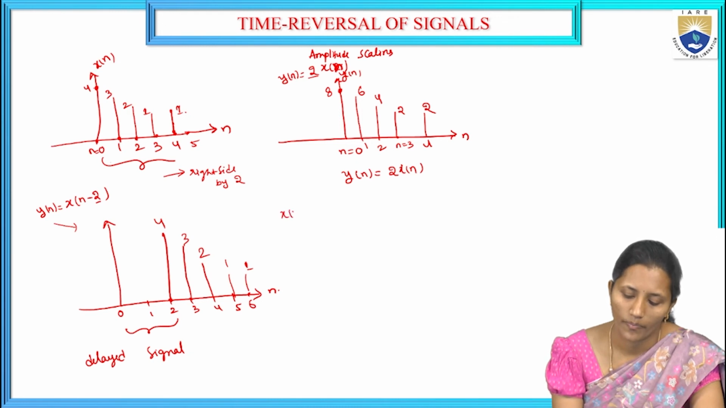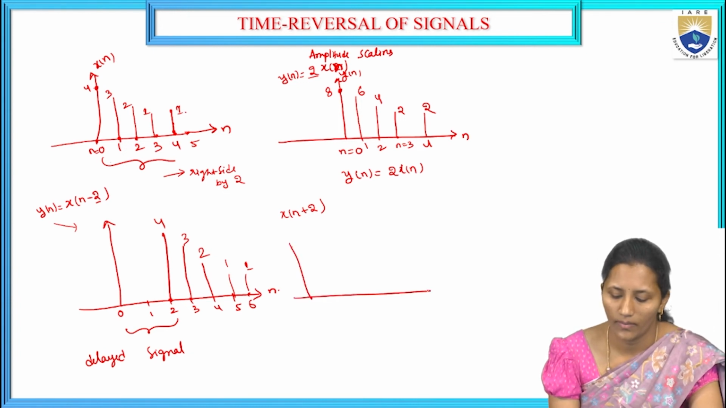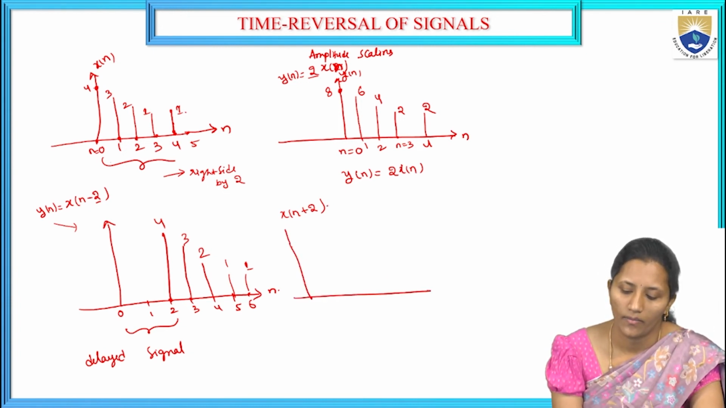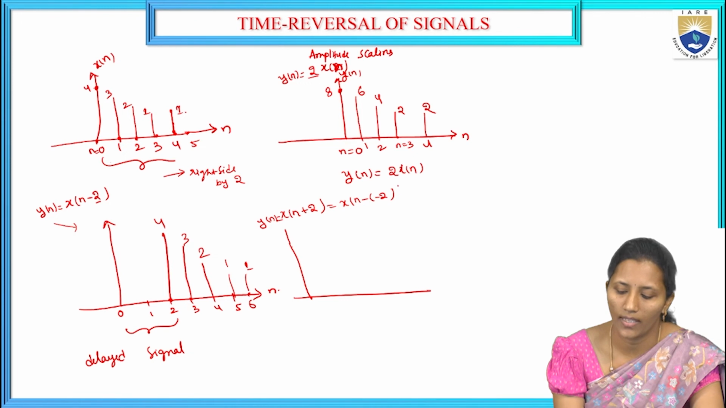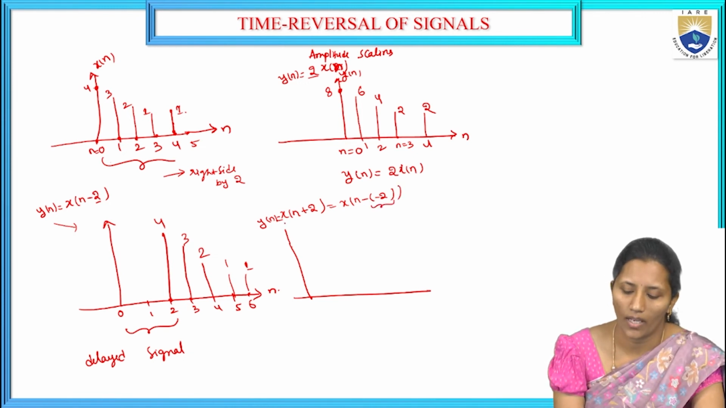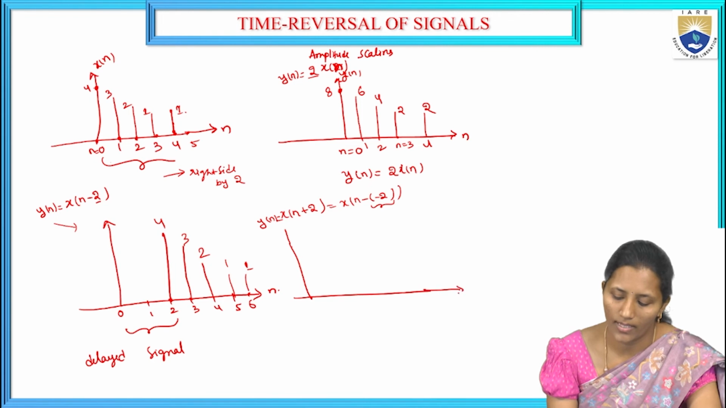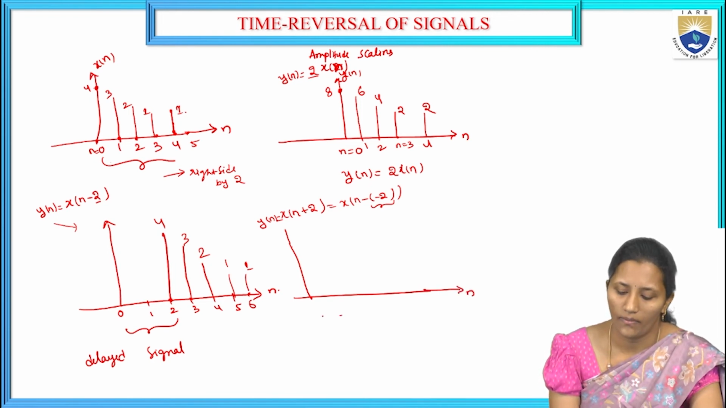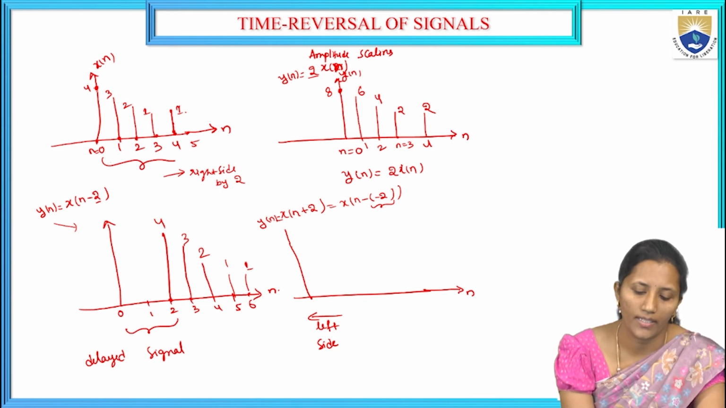For x of n plus 2, we can write this as x of n minus of minus 2, which is a negative value. Then the original signal will be shifted to the left side by 2 time units. Here for n is equal to 0, the magnitude is 4, so for x of n plus 2, it will be shifted to the left side by 2 time units.